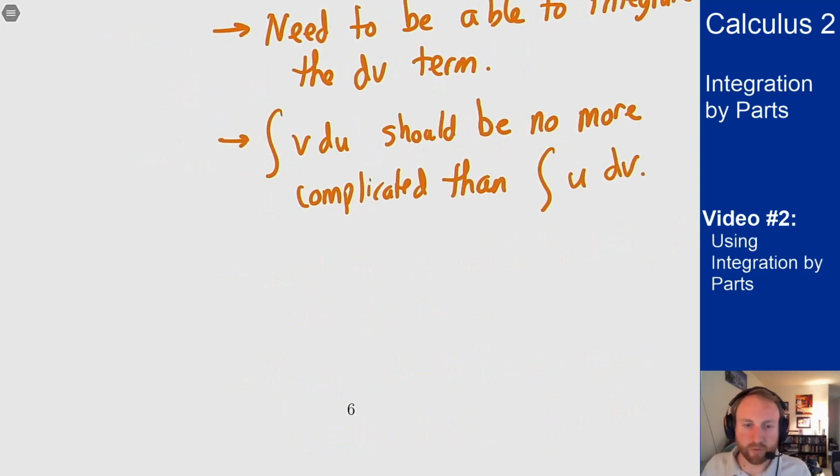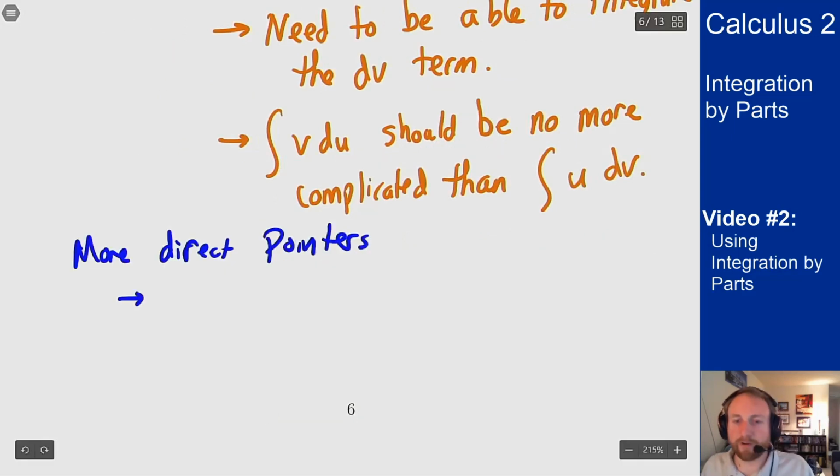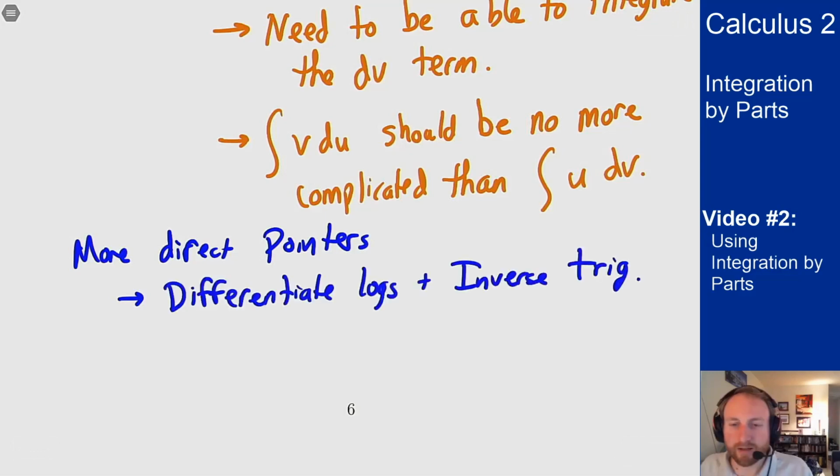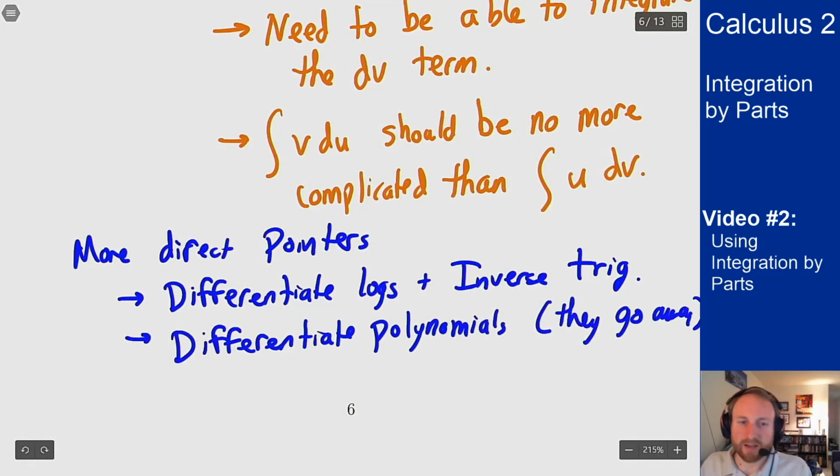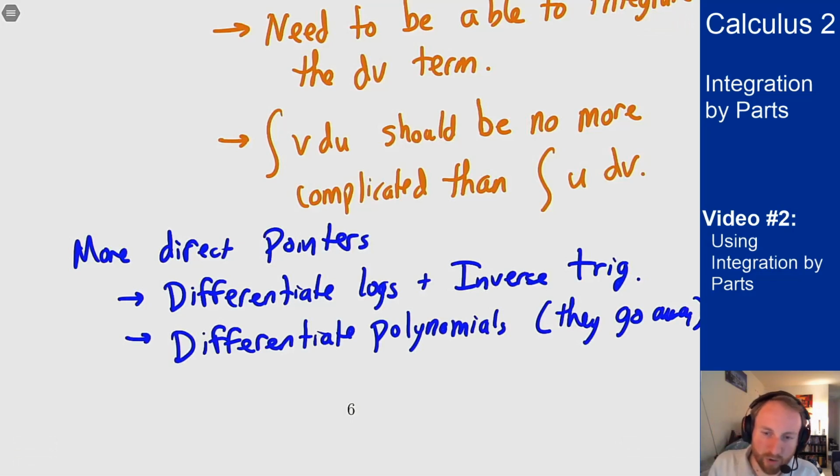What are some sort of more direct pointers towards this end? Well, the first is you want to differentiate inverse trig and logarithmic functions because we currently have no way to find their antiderivatives. Given you don't have any of those, you will then want to differentiate polynomials because polynomials will go away after enough differentiations. And then your last thought is exponentials and trig functions. Those are usually fine to either integrate or differentiate because we have formulas for them going either way. You can usually do whatever you want with those functions.